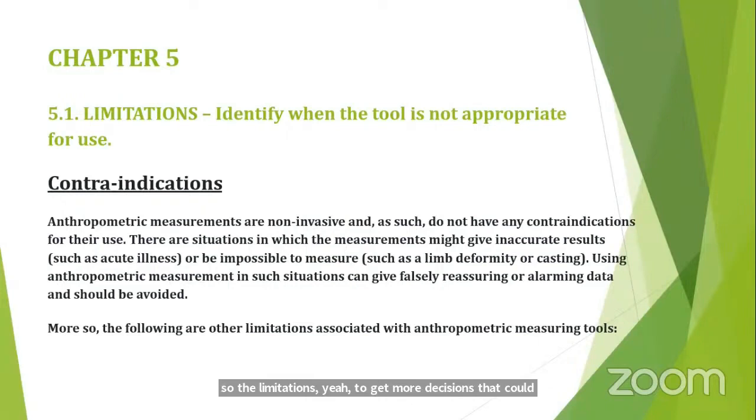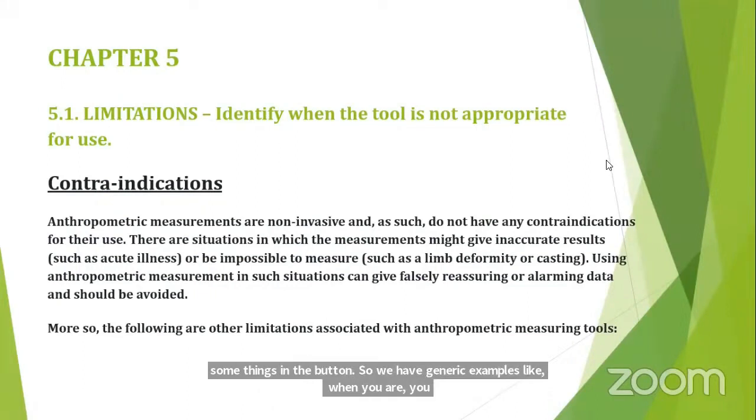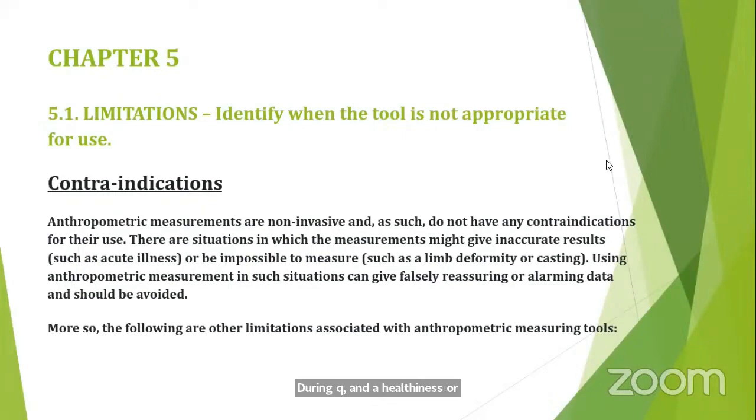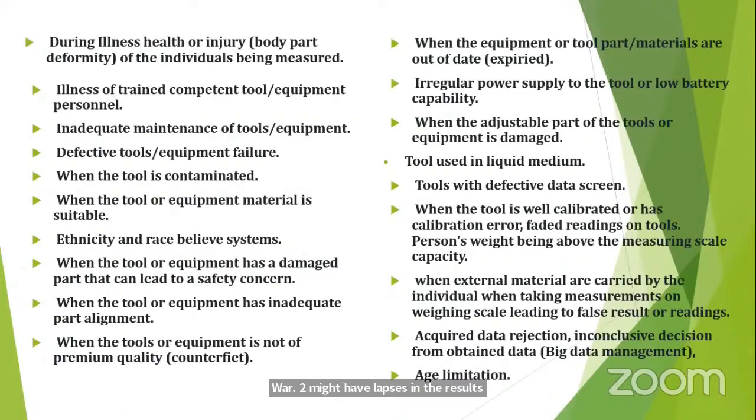So anthropometric measurements are not invasive. We have generic examples like during illness or injury, you might not be able to, say, stand because of your health, so that could give inaccurate measurements. You have lack of trained, competent personnel, inadequate maintenance of tools, defective tools, when the tool is contaminated, when the tool or equipment is not suitable, ethnicity or racial beliefs. Imagine somebody that is well covered is unable to remove the covering to get some specific measurements. You don't have accurate results.